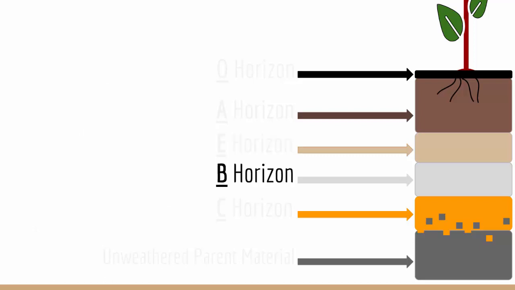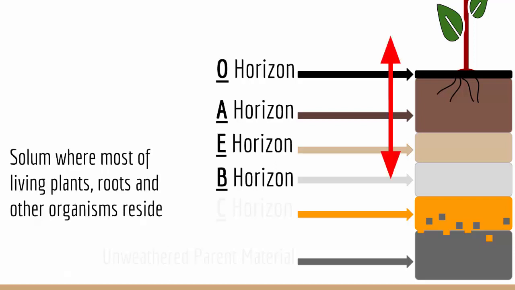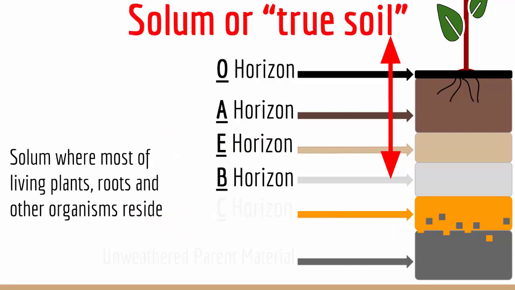The next horizon is the B horizon, which is subsoil. It has a lot of fine clay material, and it's the layer where most of the material removed from the E horizon by eluviation is deposited. The B horizon, the E horizon, the A horizon, and the O horizon, all these layers together are called a solum, or the true soil.